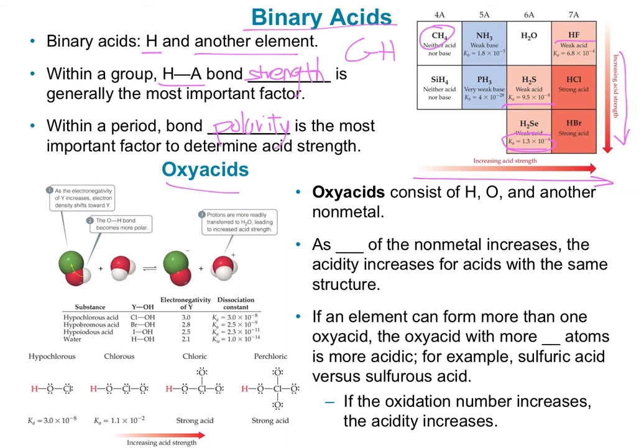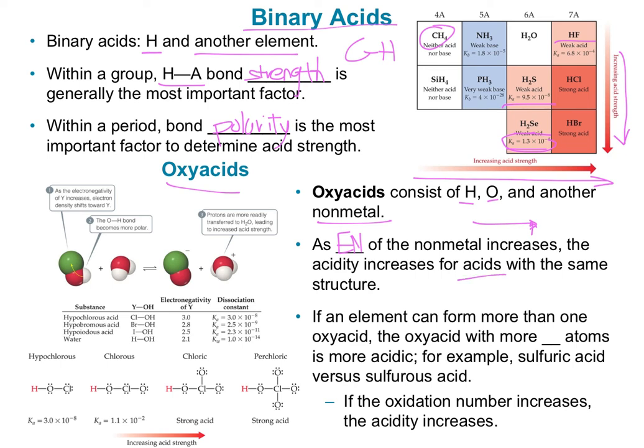With oxyacids, these are acids that have a hydrogen, oxygen, and a nonmetal. So we're thinking about any of those ates and ites we've been talking about and how they make acids. So like sulfurous acid, sulfuric acid, any kind of chlorous acid, those are the oxyacids. For this, there's a couple things. First thing is, as the electronegativity of the nonmetal goes up, so as we go further to the right and up, we're going to get an increase in acidity.